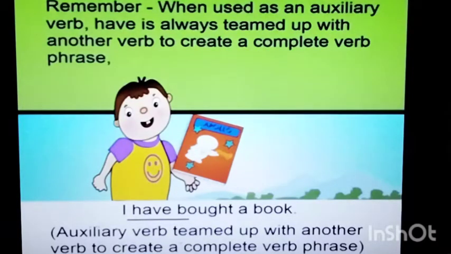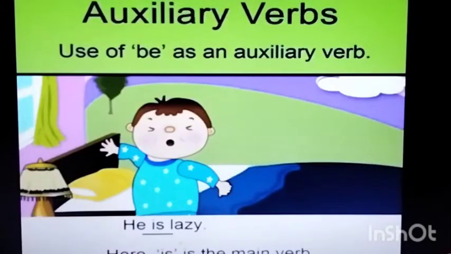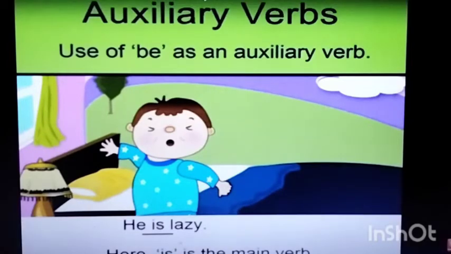So children, always remember that when have is used as an auxiliary verb, it is always teamed up with another verb to create a complete verb phrase. Now let us look at the second auxiliary verb, be.